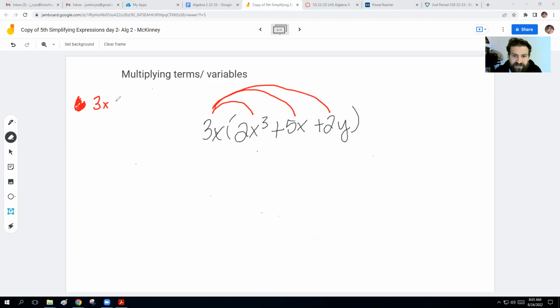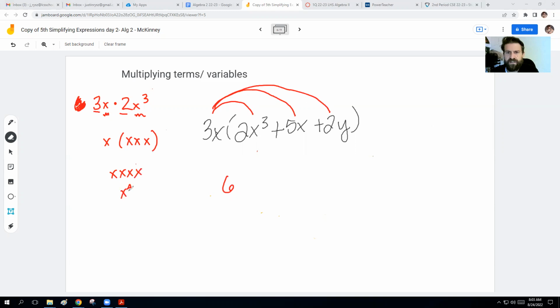We have 3x technically times 2x cubed. What we have to realize is that we are going to multiply the outside numbers together. So 3x times 2x cubed starts out as 6 because 3 times 2 is 6. Now what technically happens here, we have x times x cubed. We group them together, we would have 4 of them, right? Or x to the 4th.